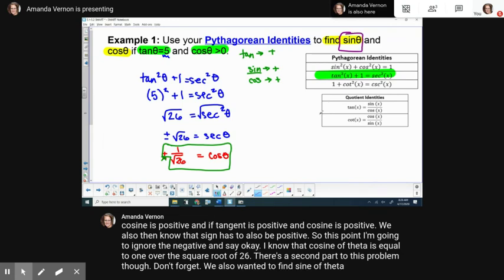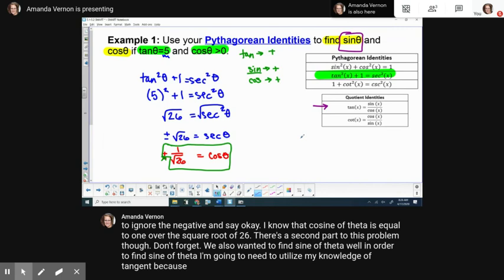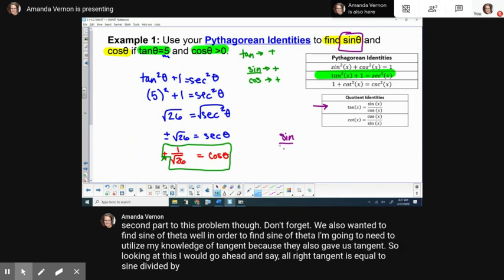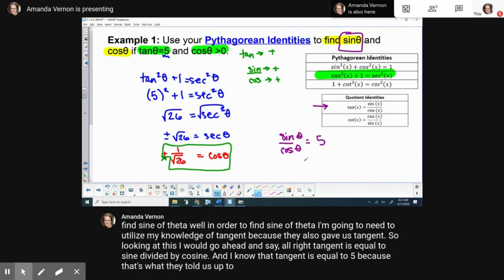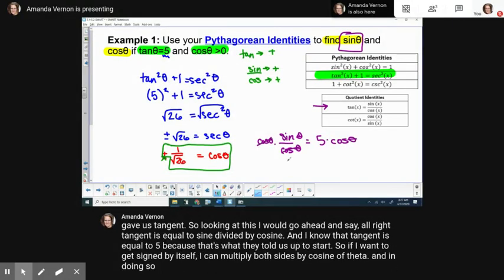Well, in order to find sine of theta, I'm going to need to utilize my knowledge of tangent because they also gave us tangent. So looking at this, I would go ahead and say, all right, tangent is equal to sine divided by cosine. And I know that tangent is equal to 5 because that's what they told us at the start. So if I want to get sine by itself, I can multiply both sides by cosine of theta. And in doing so, I have isolated my sine.